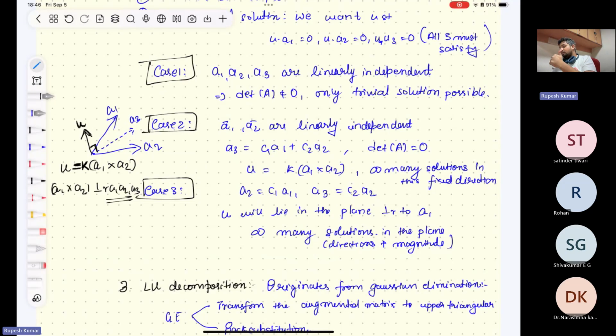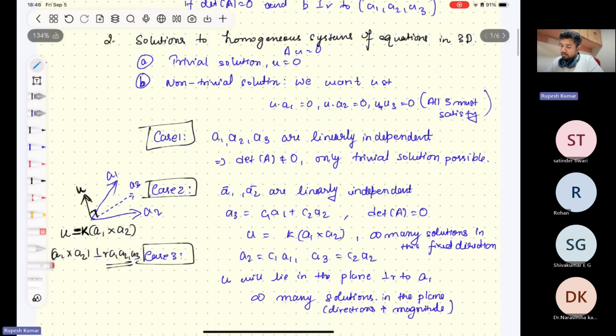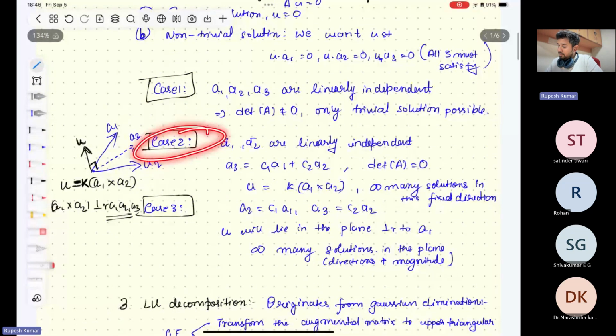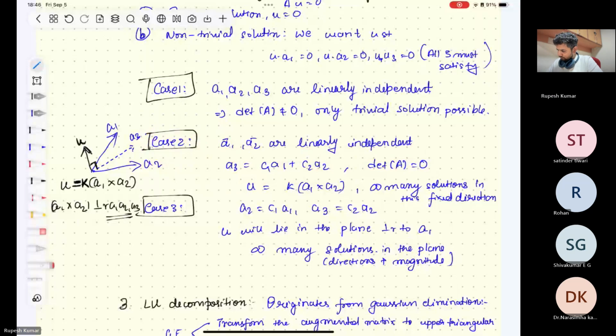And if you take a dot product of that vector with these two vectors, you will get value 0. So there will be infinite possible values of u that will give you Au equals 0, right? So this is case 2, where A1 and A2 are linearly independent, and the third one is linearly dependent on them.